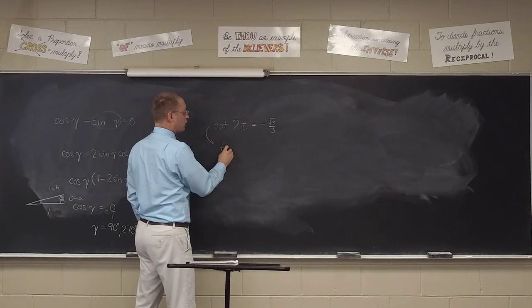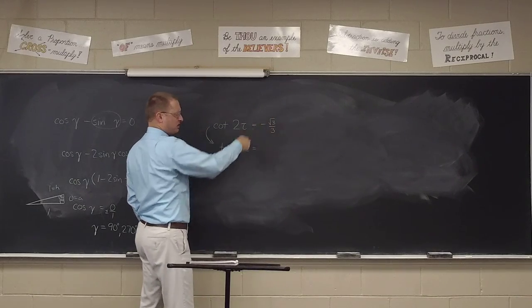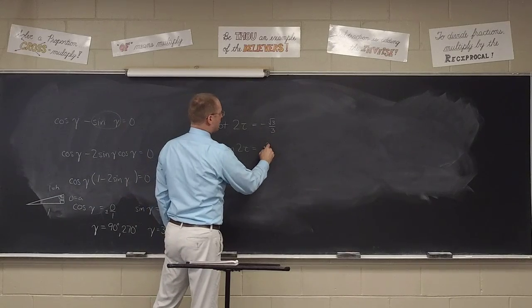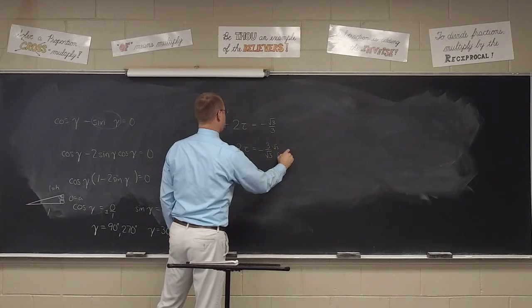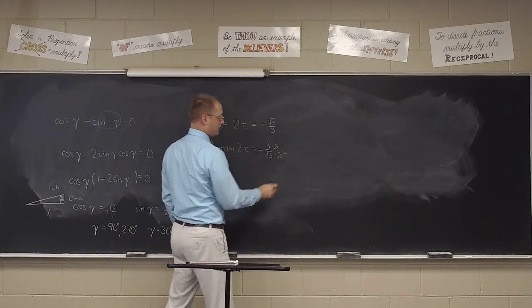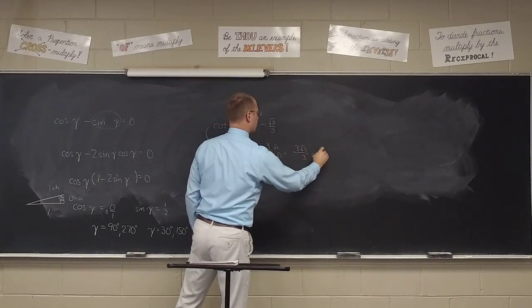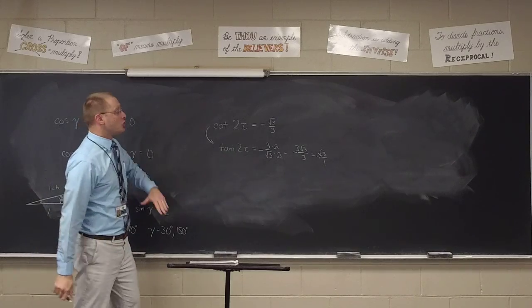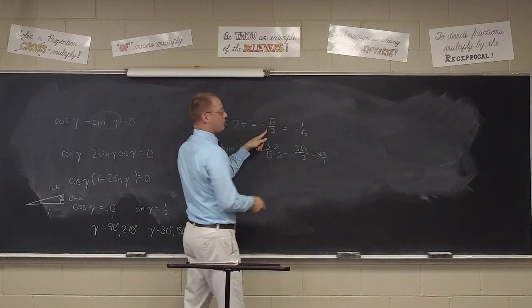So in that case, we could say tangent 2 tau, and we could take the reciprocal. What is the reciprocal? Negative 3 over square root of 3, which if you then rationalize the denominator, would end up giving you what? 1 over square root of 3. How about that?